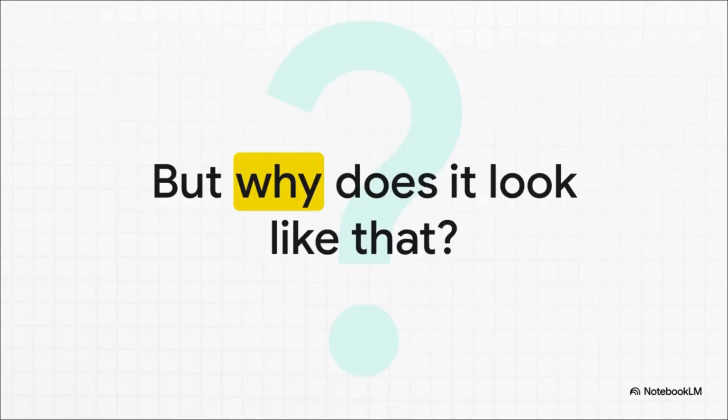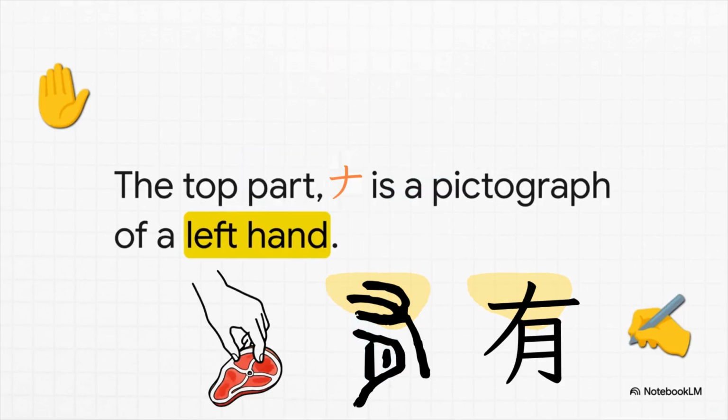But have you ever looked at it and wondered, why does it look like that? Well, the cool thing about Chinese characters is they're not just random scribbles. They're basically tiny pictures with a story behind them. So let's break this one down. First things first, let's look at that top part. See that little shape? That is actually an ancient drawing of a left hand, kind of like it's reaching out to grab something. You can almost see the fingers, right?